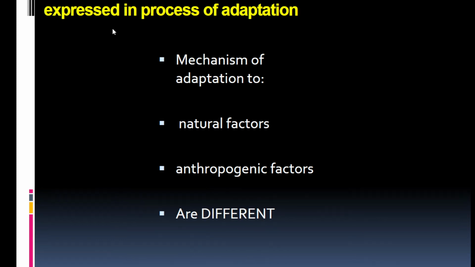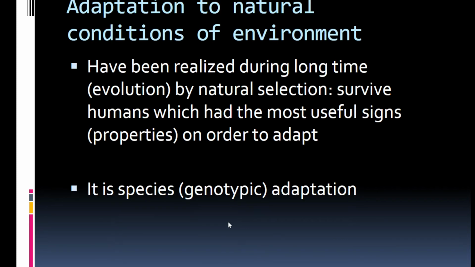So, in any case, we have some definite reactions of the organism to environmental factors. And this reaction is expressed in the process of adaptation. The mechanisms of adaptation to natural factors and anthropogenic factors are different. First of all, adaptation to natural conditions of the environment has been realized over a long time, during evolution, by natural selection.